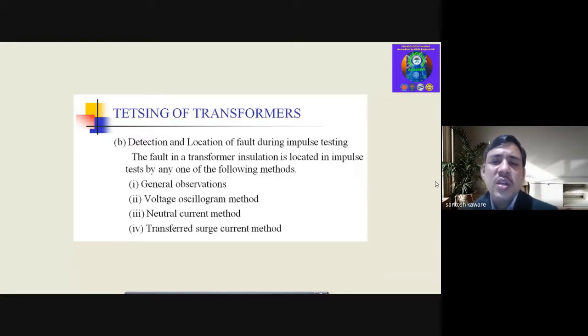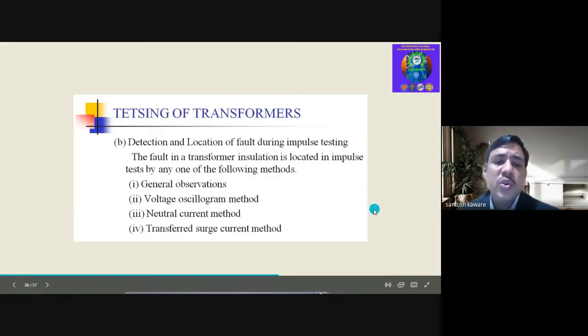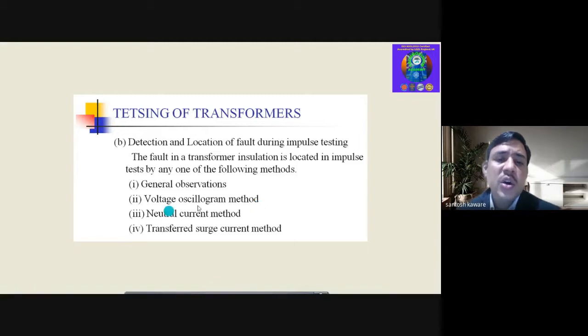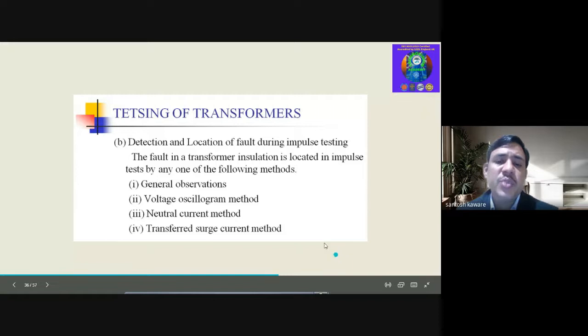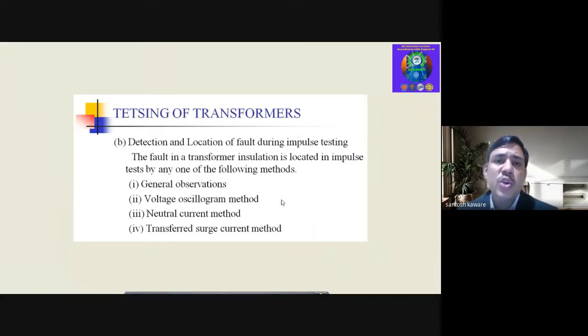So here, another is impulse testing, where you will detect and locate the exact fault in the particular transformer. There are certain methods like general observations, then the voltage oscillogram method. On the voltage oscillogram, you will get the graph of that. As per that magnitude only, you will find out exactly where the problem is.